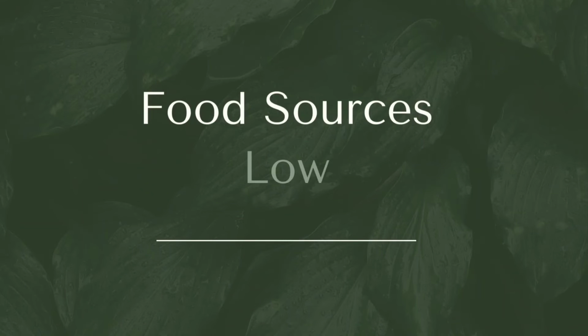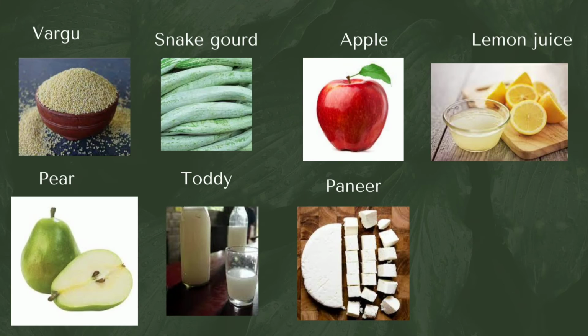Now we'll see food sources that are low, that is below 100 mg per 100 grams. Vargu, snake gourd, apple, lemon juice, pear, toddy and paneer.